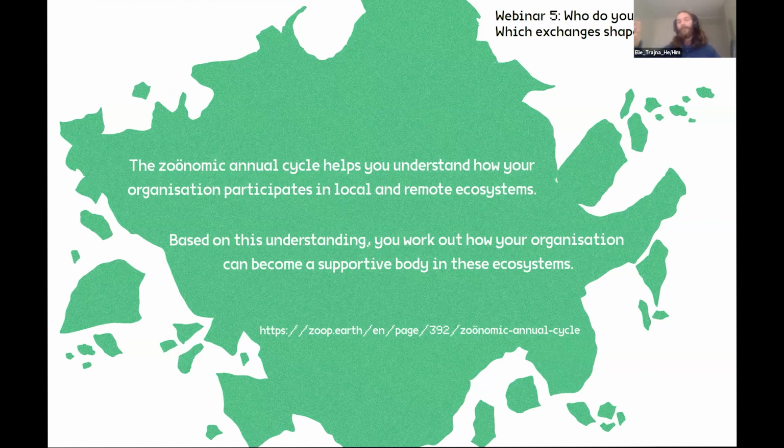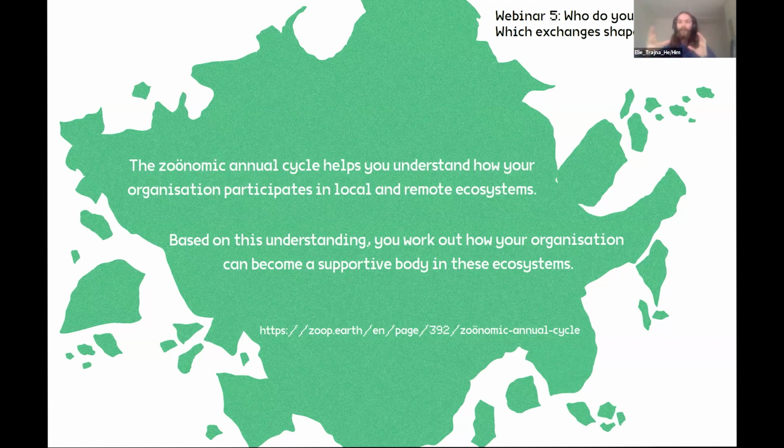So this practice of zoonomy is guided by the zoonomic annual cycle. This is a method that was developed and that we're going to also use for this mapping. It's about bringing an ecosystemic understanding of where we are, so understanding in terms of relationship. And it looks at bodies, which are the things that create the community, and their relationship. It goes through 5 steps.